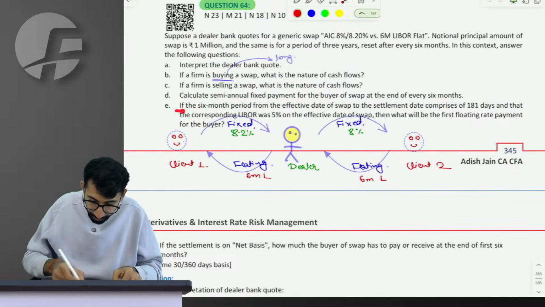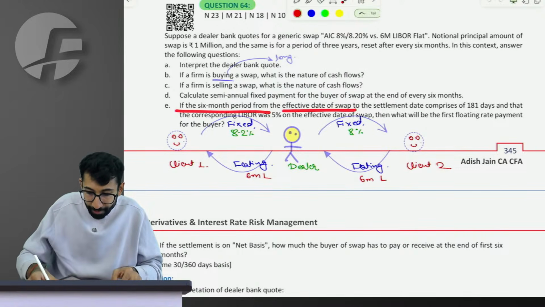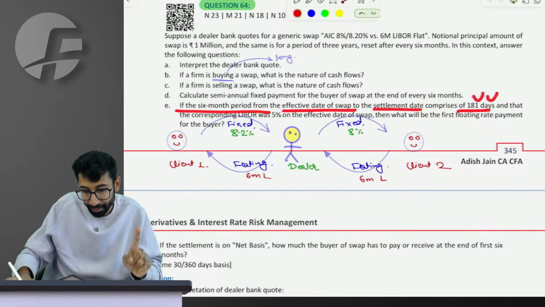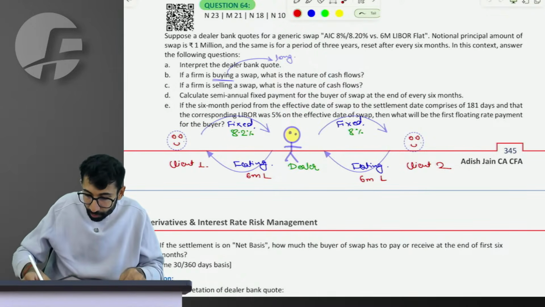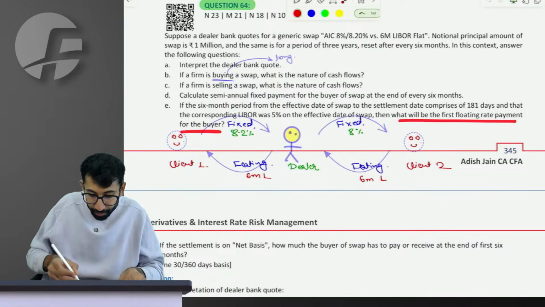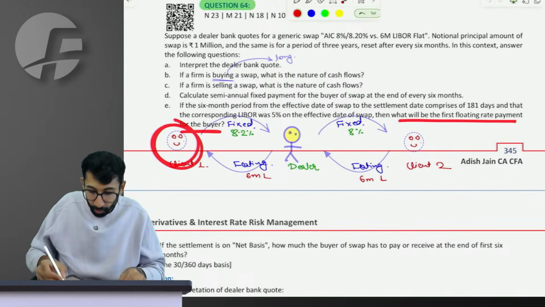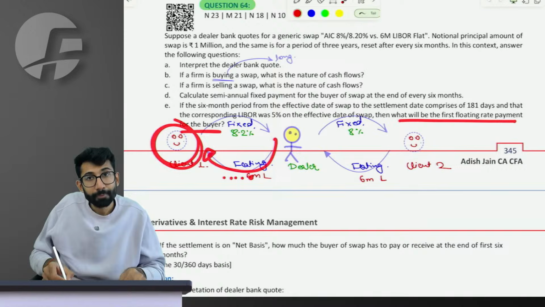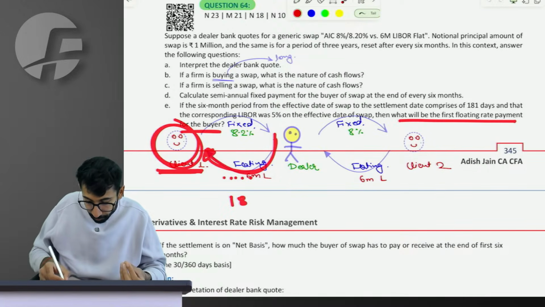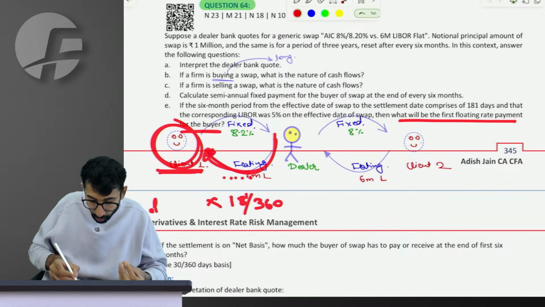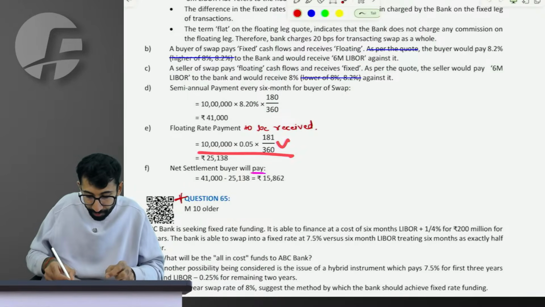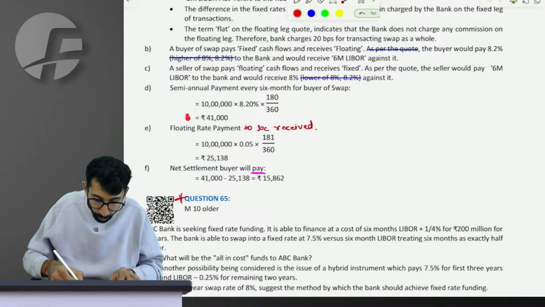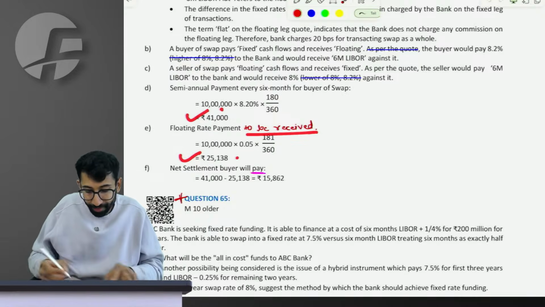Sir, in the 6-month period from effective date of swap to settlement date comprises of 181 days and the corresponding LIBOR is 5%. What will be the first floating rate payment for the buyer if you are a buyer of the swap? What is the floating rate payment you will receive? Sir, from the buyer's perspective, a buyer always receives the floating for 181 divided by 360 days on 1 million at the rate of 5%. How much will it be? 1 million 5%, 181 days is 25,138. So you pay 41,000, you receive 25,138.